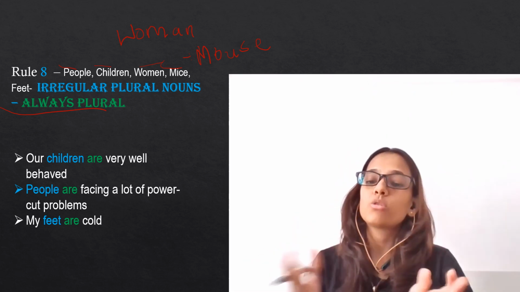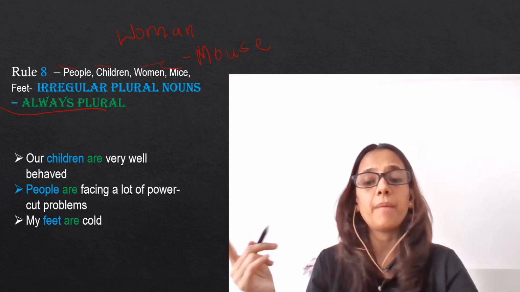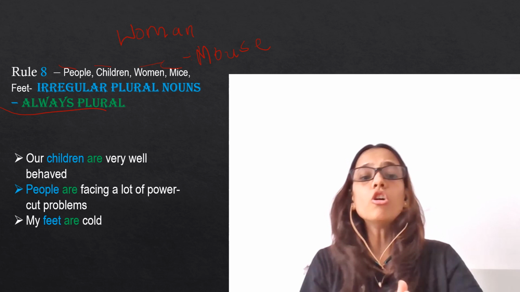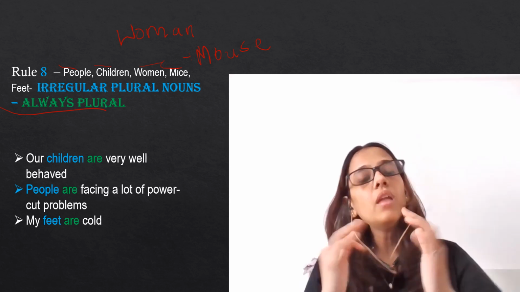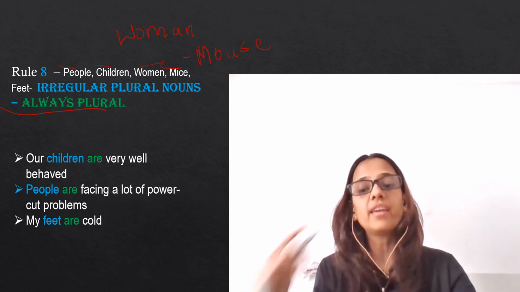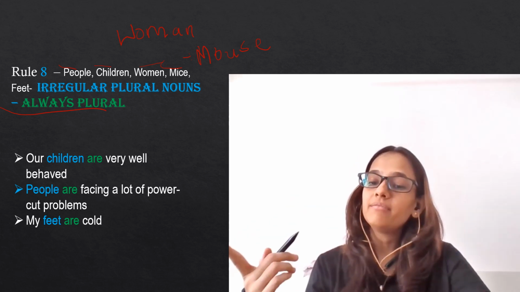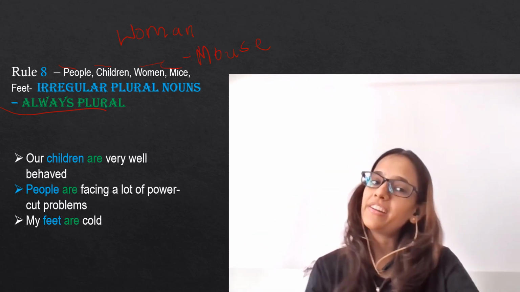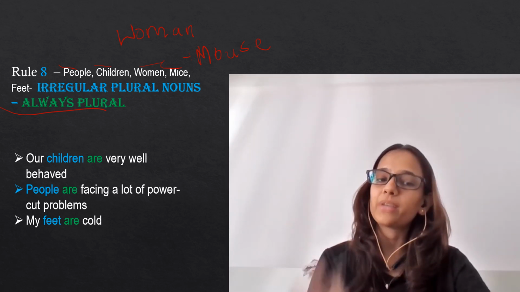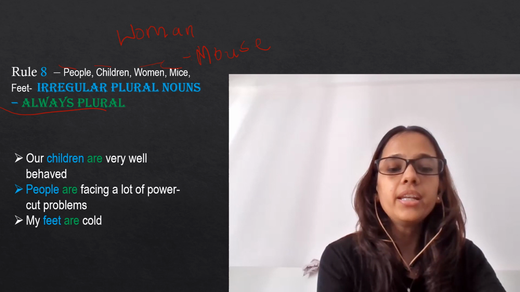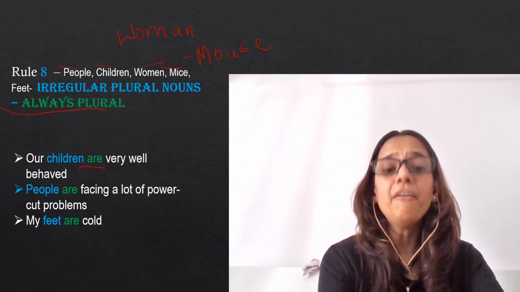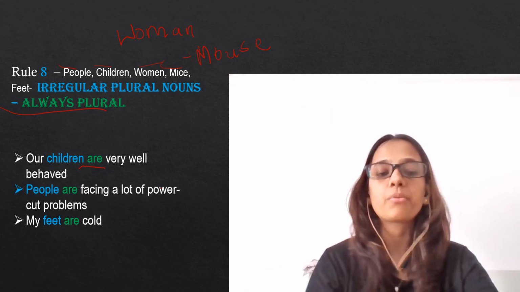So these are irregular noun subjects. That is also what we say of irregular verbs, if you remember, those that do not have the same pattern of ed ending. So over here you will always use a plural verb. Think about one more thing over here: it's more than one. Already the subject is plural, so the verb is plural. Simple as that. Irregular it is. So, our children are well behaved. People are facing a lot of power cut problems.